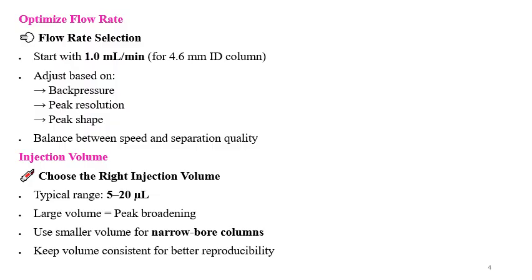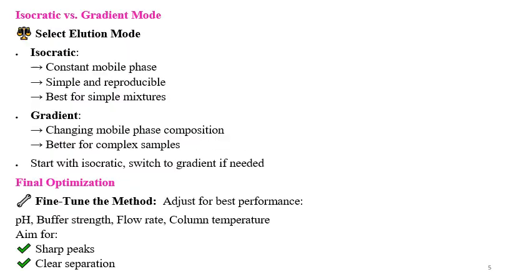Then select the injection volume. Choose the right injection volume. Generalized volume range is 5 to 20 microliter. Large volume can lead to peak broadening. So use smaller volumes for narrow pore columns and keep volume consistent for better reproducibility.